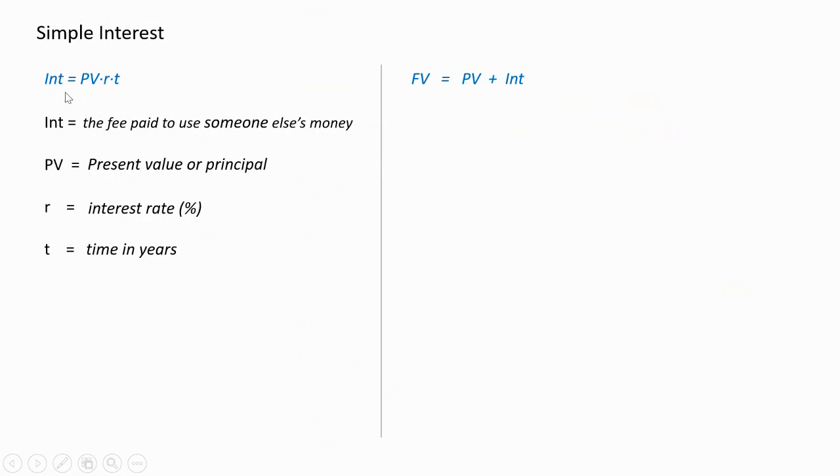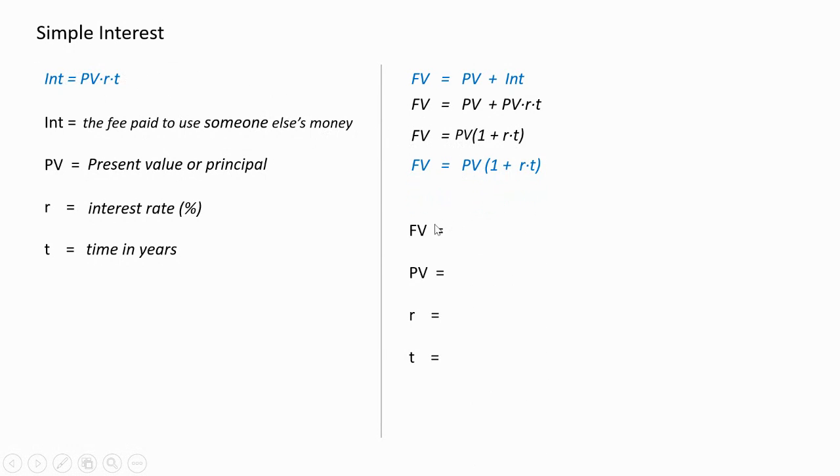Okay, now once you find the interest, the future value is equal to PV plus INT. But from this formula, FV equals PV plus INT, we get another formula, where I substitute the present value times the interest rate times time for the interest. Then I factor out the present value, so I'm left with 1 plus the interest rate times time. So there are two formulas, this one on the left, and the one at the bottom on the right, which is the future value equals present value, 1 plus R times T.